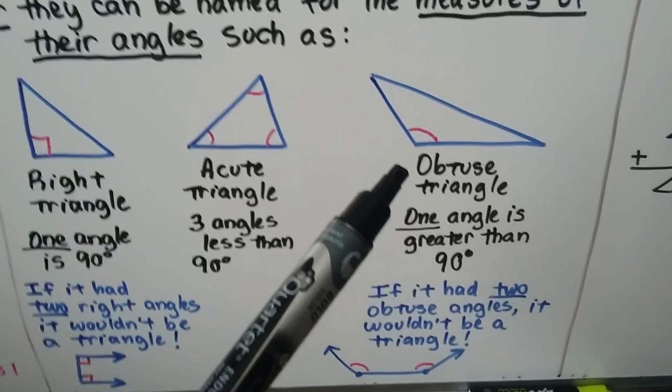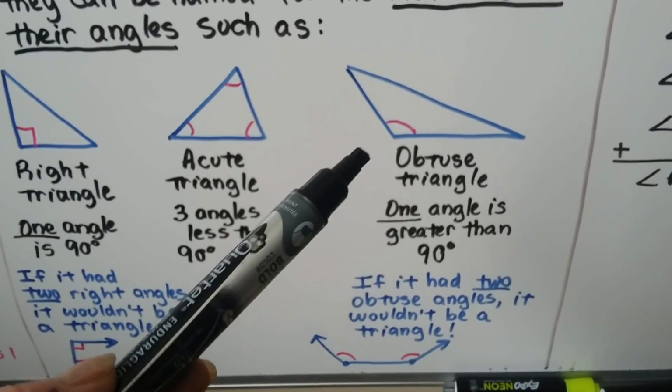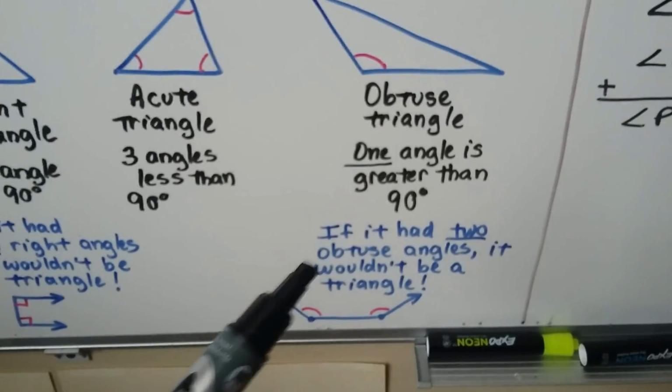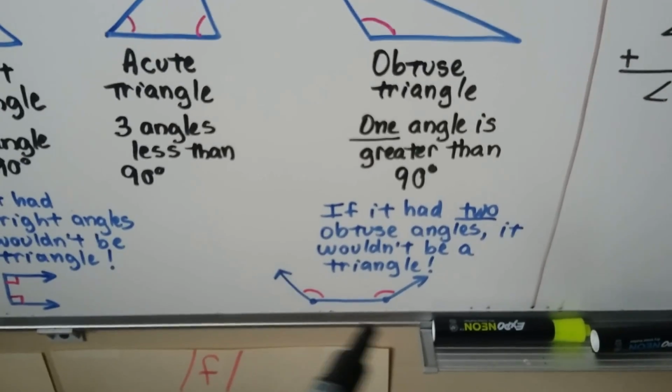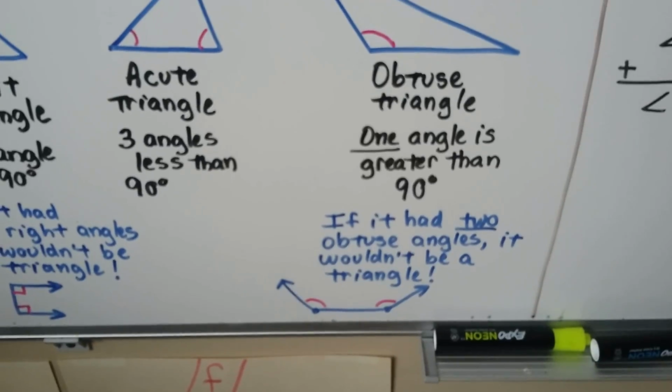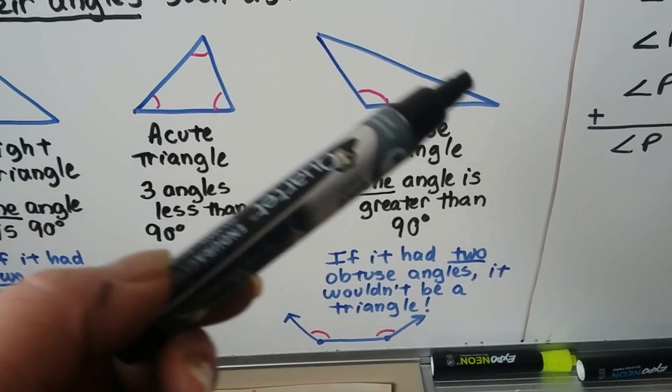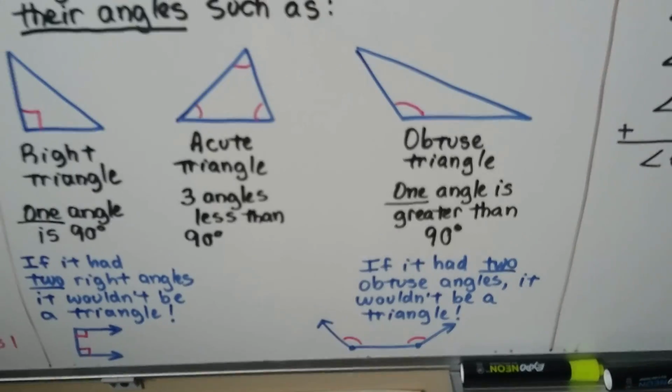An obtuse triangle has 1 angle that is obtuse, that's greater than 90 degrees. Just 1, see? If it had 2 obtuse angles, it wouldn't be able to close, and it wouldn't be a triangle, okay? It's got to have 1 obtuse one and then 2 acute ones, okay, in order to be an obtuse triangle.